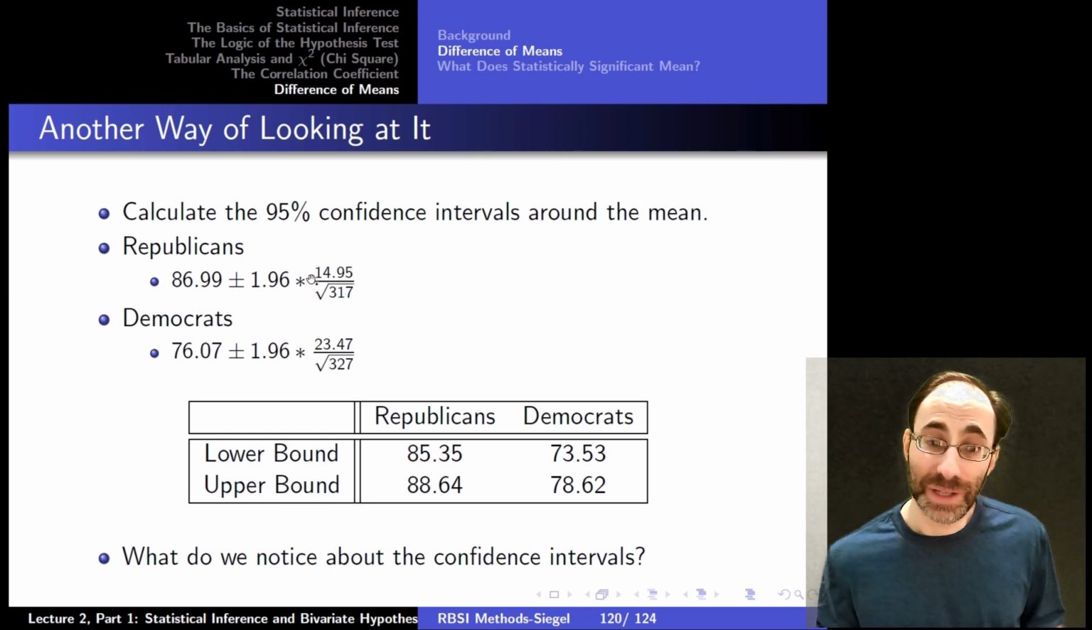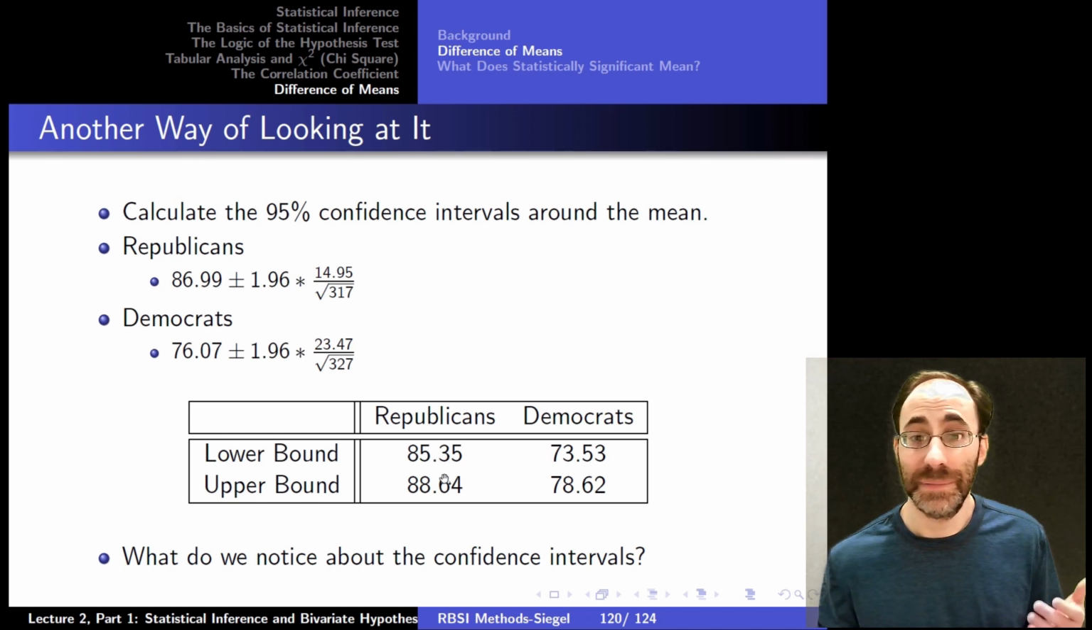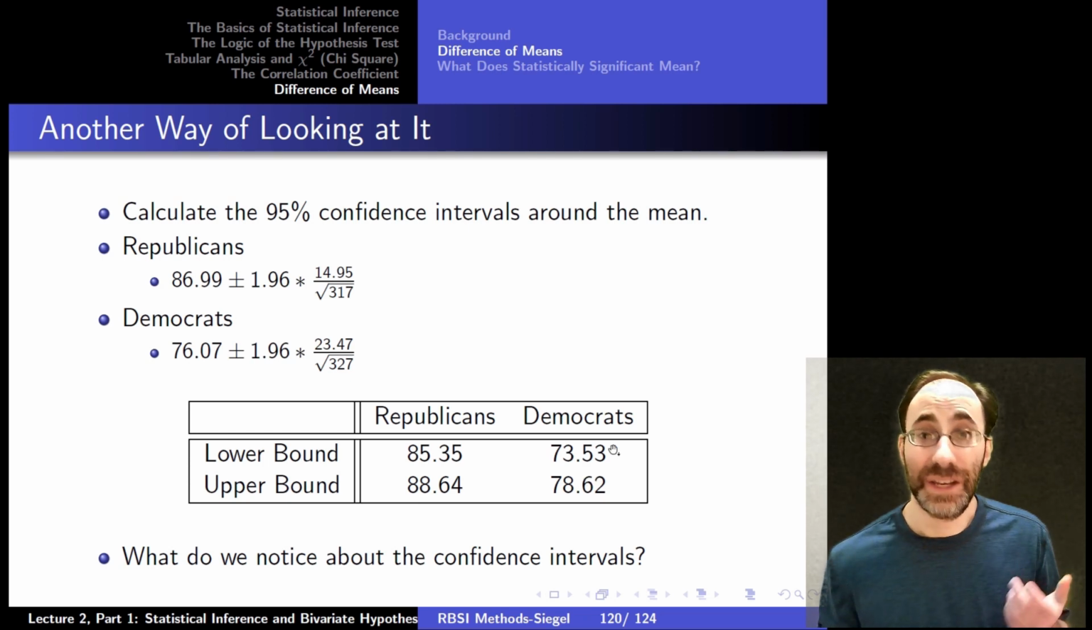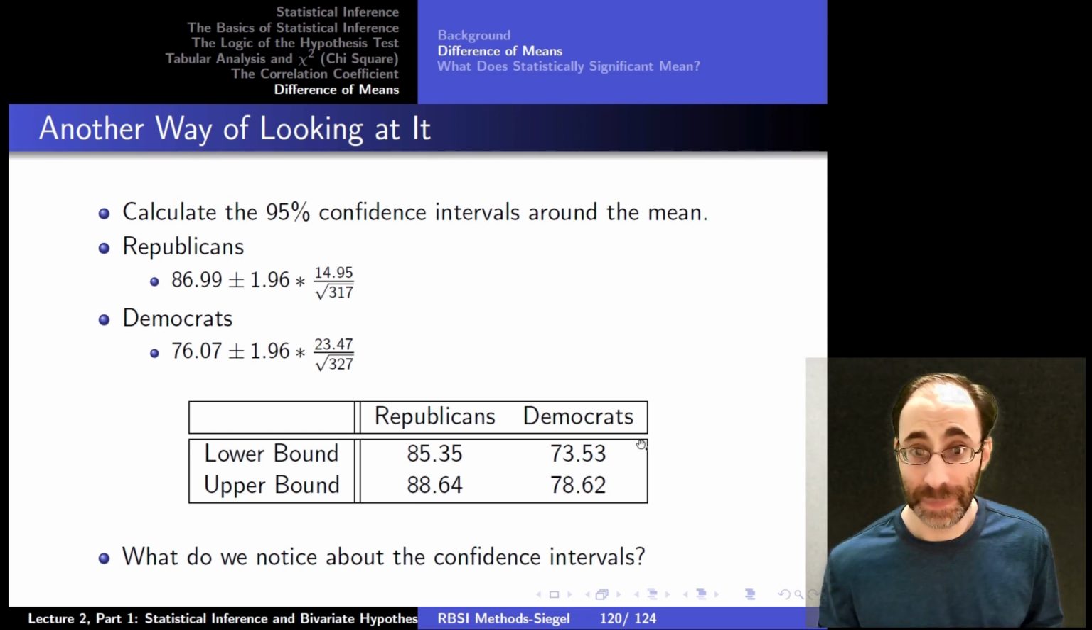This is the equation we did back when we first looked at confidence intervals. We do that for Republicans and for Democrats. We can write the lower bound and the upper bound of each interval. And what we see is that the intervals do not overlap at all.